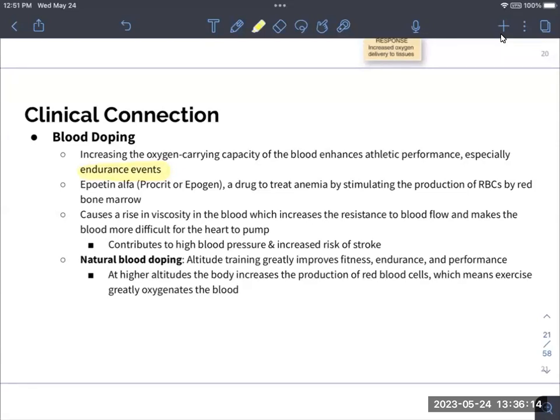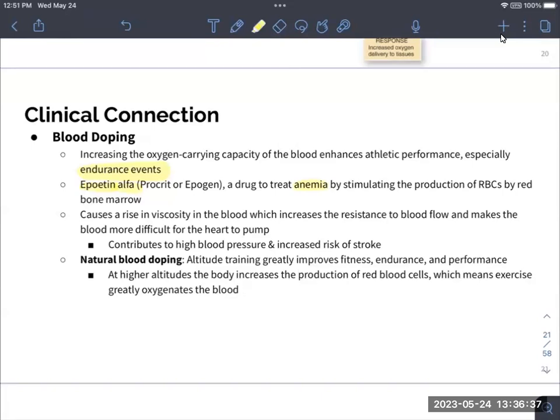There's a drug, epoetin alpha, and it's a drug that's used to treat anemia. Anemia is somebody who doesn't have enough red blood cells, but it stimulates the production of red blood cells and releasing of those red blood cells out into your bloodstream.